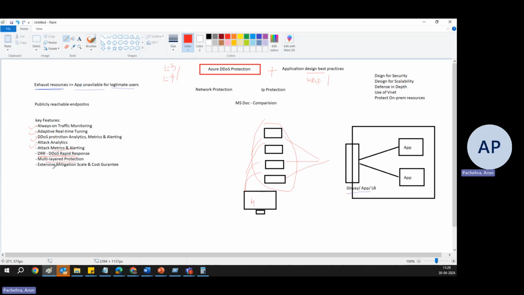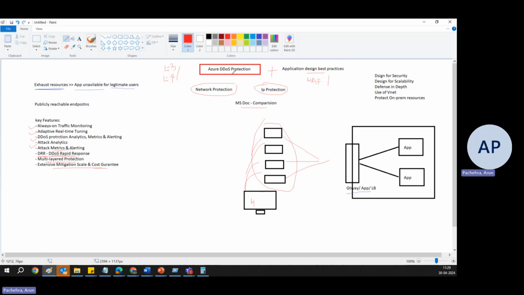And of course, extensive mitigation scale and cost guarantee, because Azure DDoS protection can handle even the largest known DDoS attacks with its global capacity. It also offers a cost guarantee compensating you for resources used during a documented attack. But these kind of offerings we do not have with both the tiers that we have in Azure DDoS protection. So let's find the comparison on the Microsoft documentation for these two tiers.